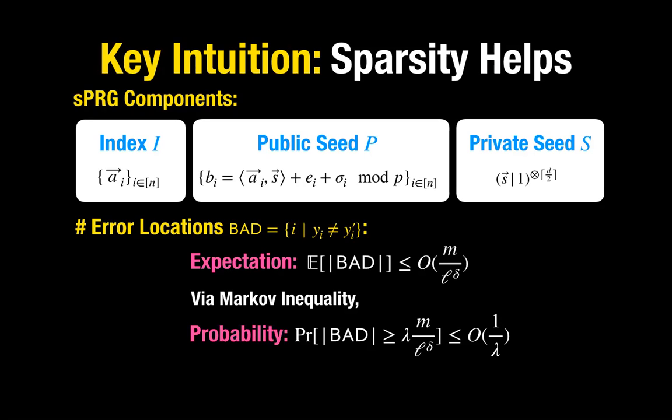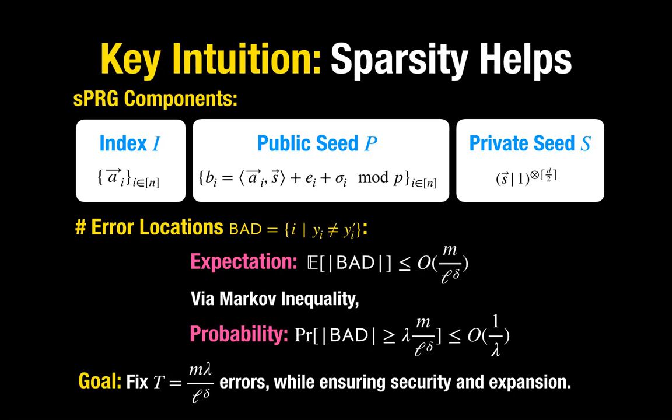So with very large probability, at least 1 minus 1 by lambda, the number of errors is going to be less than lambda m by L to the delta. But with tiny probability, 1 by lambda, I might have more than lambda m by L to the delta errors. Throughout this talk, we'll just assume that you want to fix lambda m by L to the delta errors. That's my goal for now. In the tiny probability that the number of errors exceeds this bound, I'm just going to give up. I'm going to lose 1 by lambda in the advantage of security, but that's fine because security amplification, which Rachel also talked about, can take care of such things. So that's the goal.